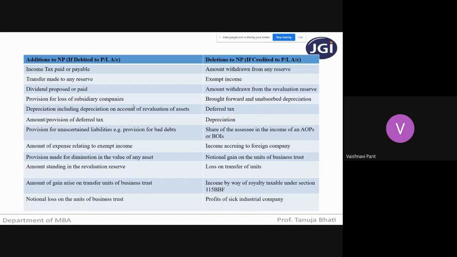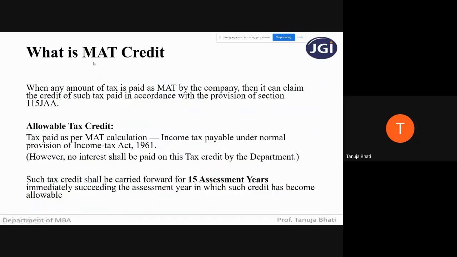Yes, ma'am. Okay. Next, what is MAT credit? When any amount of tax is paid as per MAT by the company, then it can claim the credit of such tax paid in accordance with the provisions of section 115JAA. The section number you need not remember.